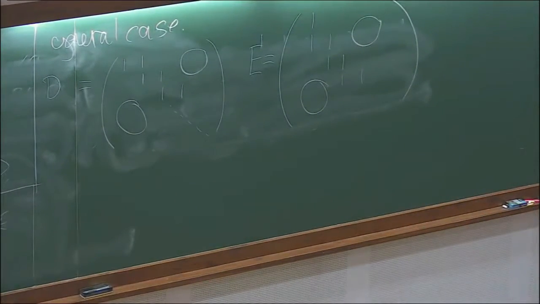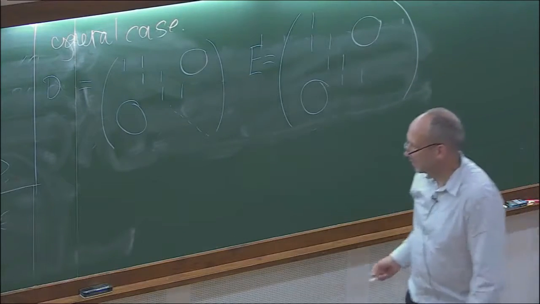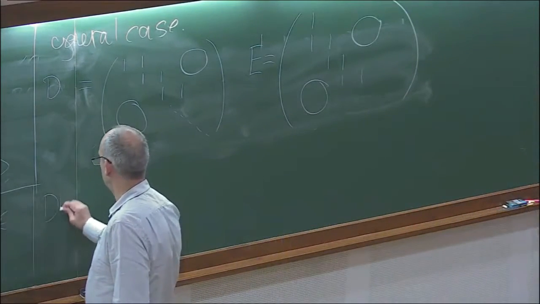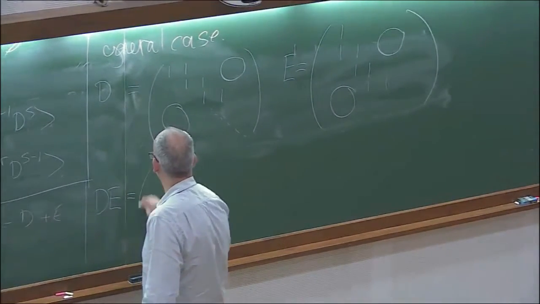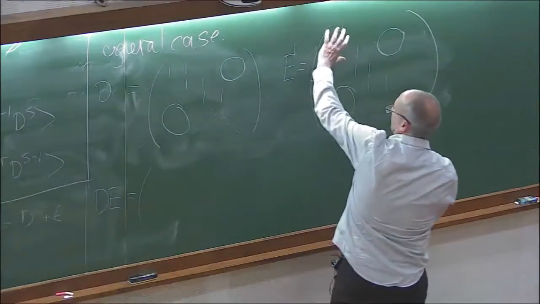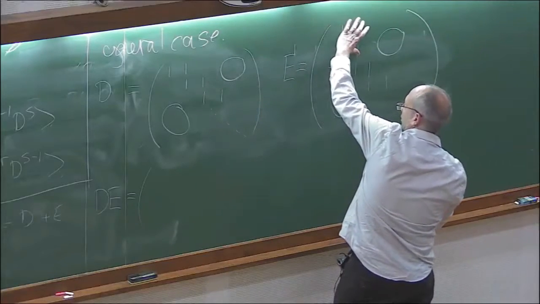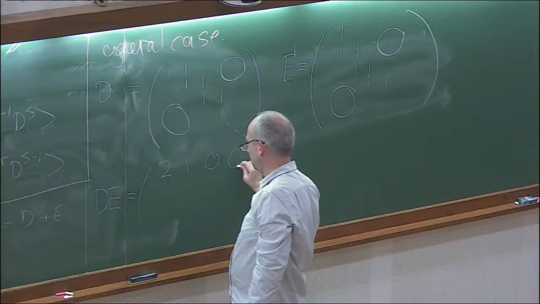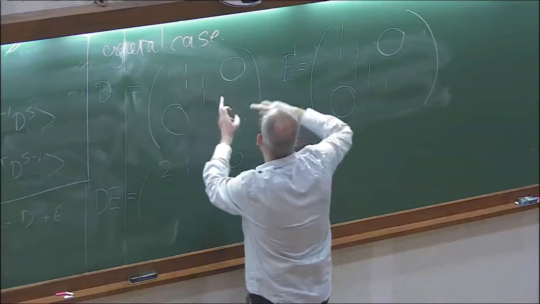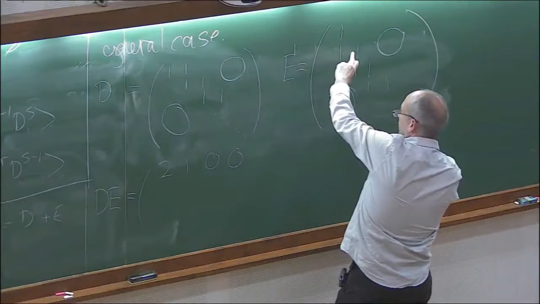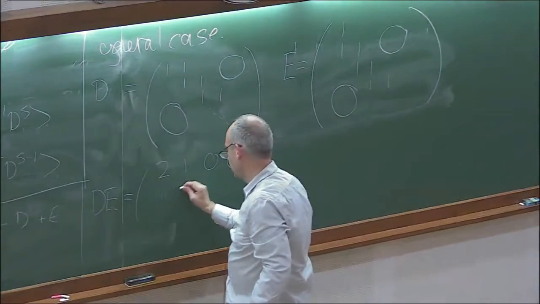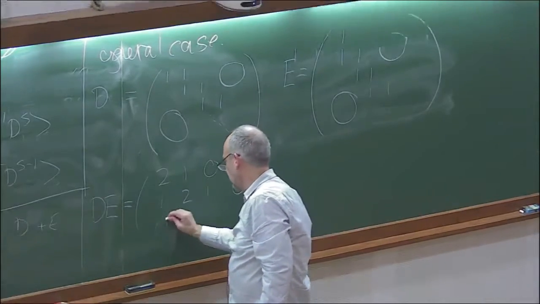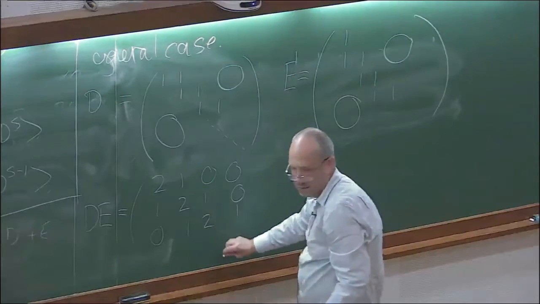And then let's just do the multiplication. DE, I'm going to have row into column, so 2, 1, 0, and so on. The second row is 0, 1, 1. So I get 1, 2, 1, 0, and so on. And you see that this is equal to D plus E.